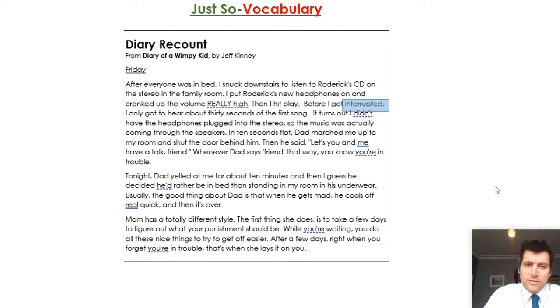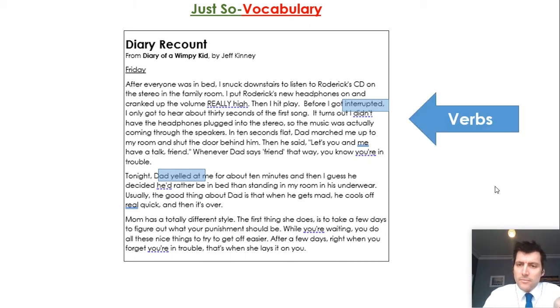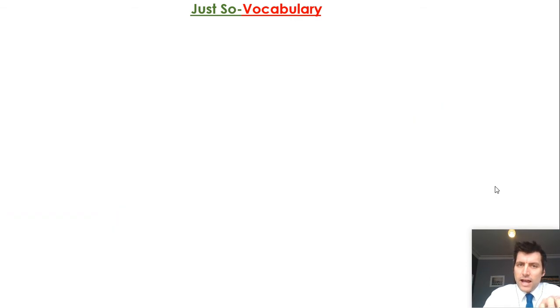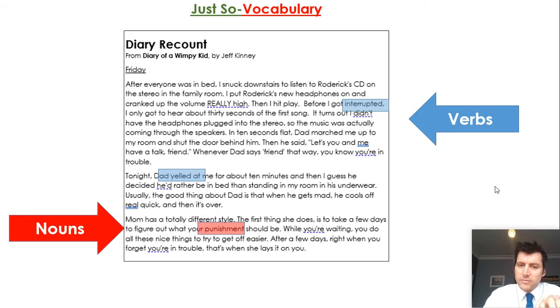So we've got these elements of a diary entry, and we can see some verbs there that are quite interesting. So interrupted rather than broken, yelling rather than said or shouted. Okay, so it's quite precise, the language that's used here. We've got those verbs within it. We also see some nouns like punishment. Okay, and we can see therefore how those nouns can be used to describe what happened to somebody.